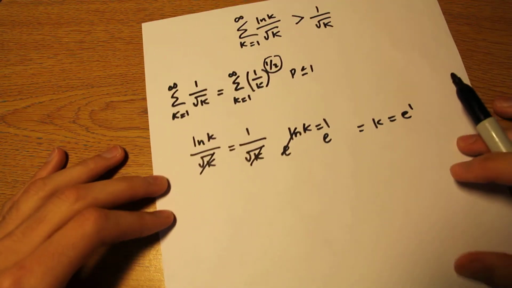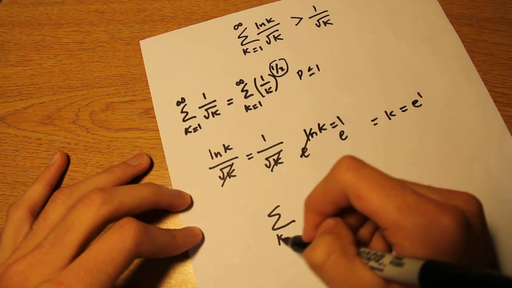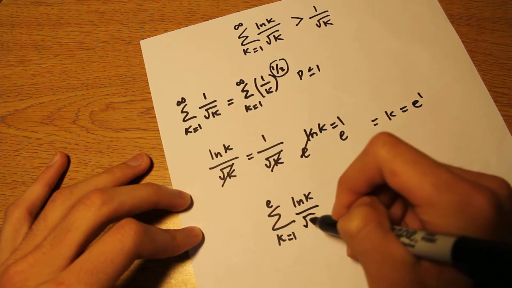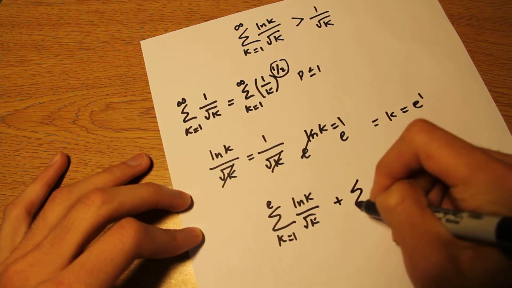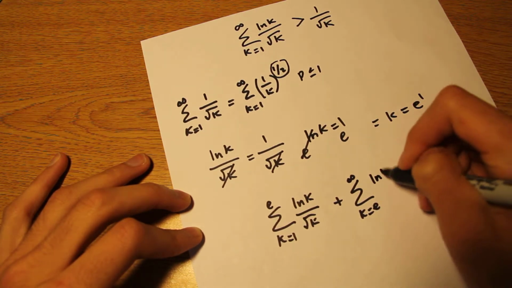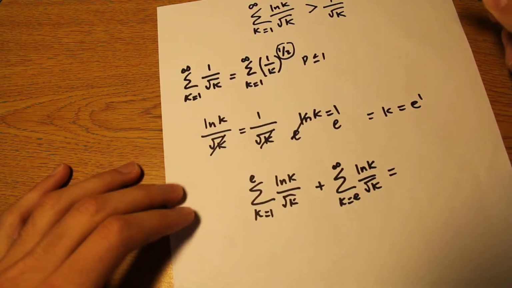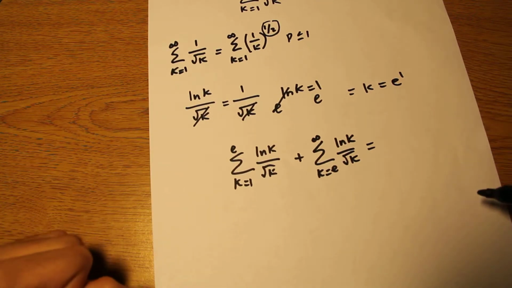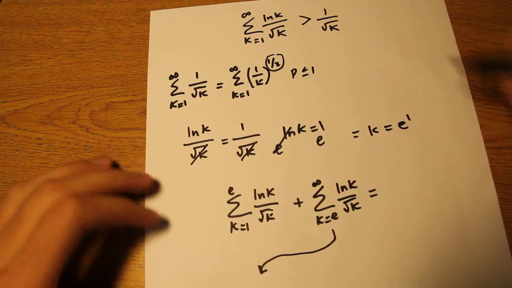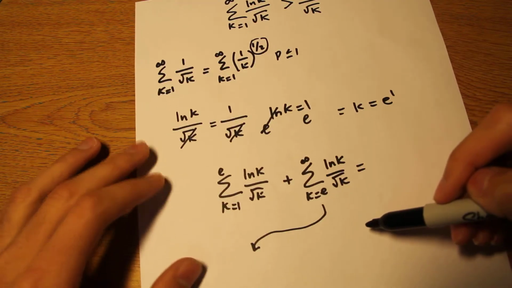So what we're going to do is split this summation up here into two parts. We're going to say the summation from k equals 1 to e of ln of k over the square root of k, plus the summation from k equals e to infinity of ln of k over the square root of k, equals this up here. Now all we have to do is show that one of these parts diverges. And we're going to pull this part out because that is the part that we can compare to 1 over the square root of k, because this is less than that at all points.